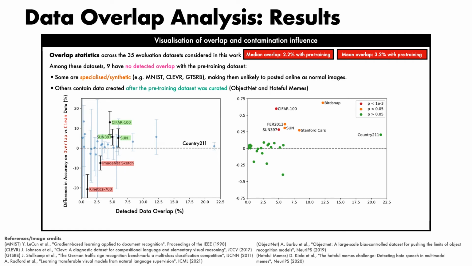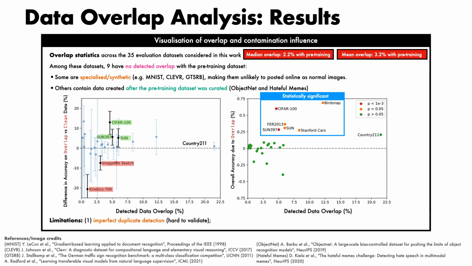A further plot charts detected data overlap against the overall accuracy that is due to the overlap. Here, only 6 of the datasets exhibit a statistically significant improvement under a one-sided binomial test.